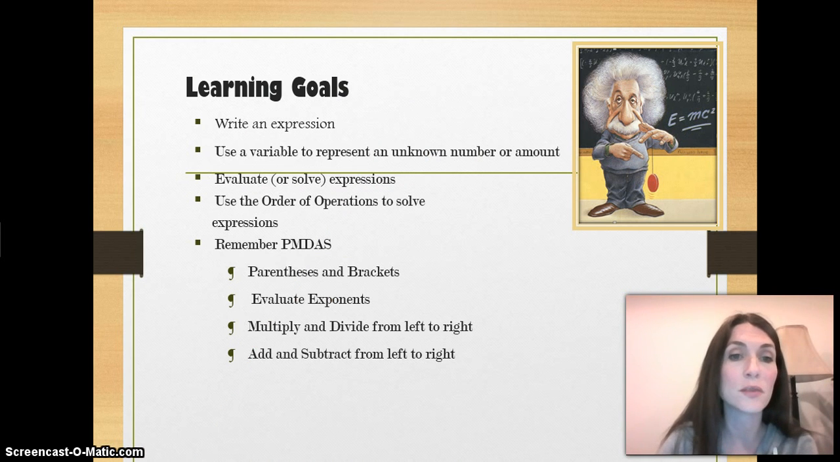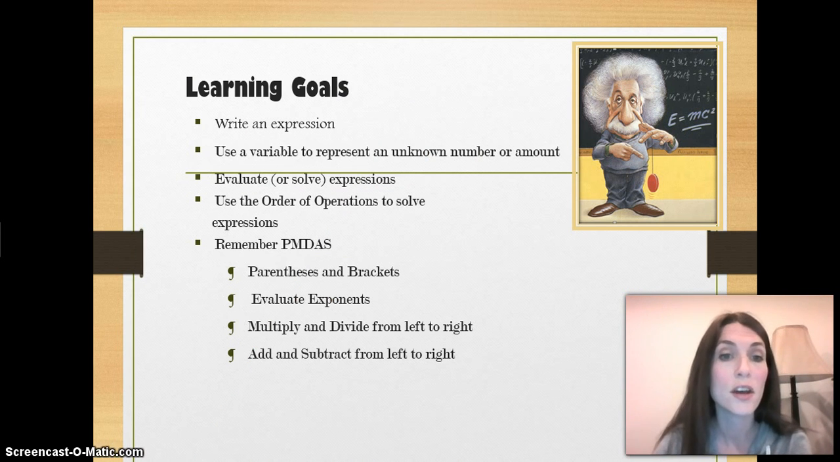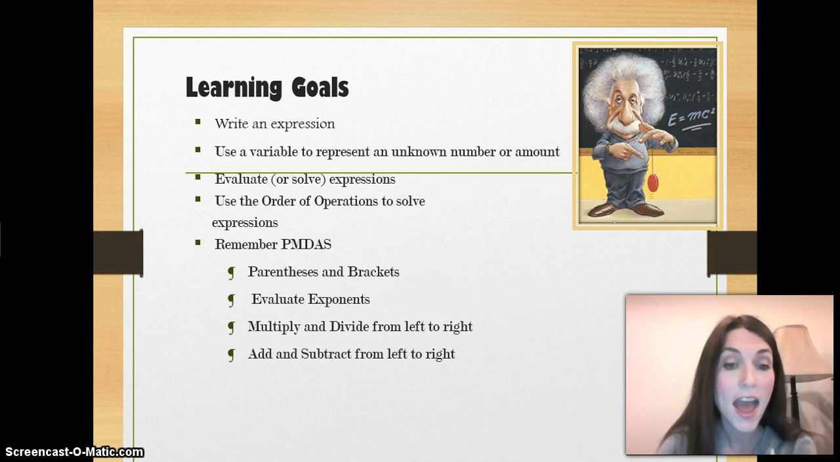Our learning goals for this lesson will be to write an expression, to use a variable to represent an unknown number or amount, to evaluate or solve expressions, to use the order of operations to solve expressions, and to remember PEMDAS. Parentheses and brackets are what we solve first. Then we move on to exponents. Then we solve any multiplication and division working from the left to the right. And then finally, we work through any addition and subtraction from left to right as well.